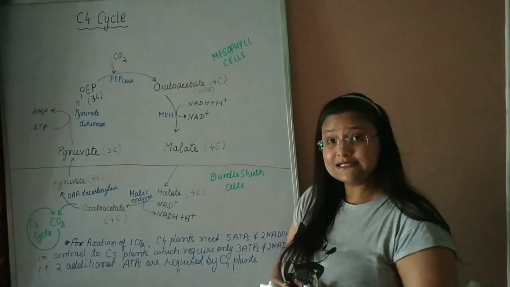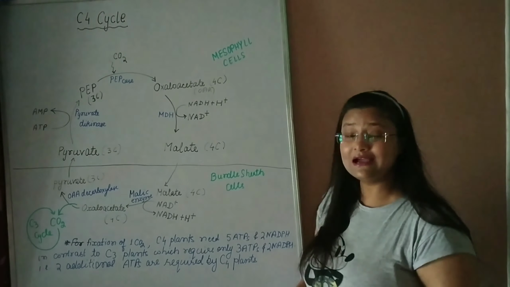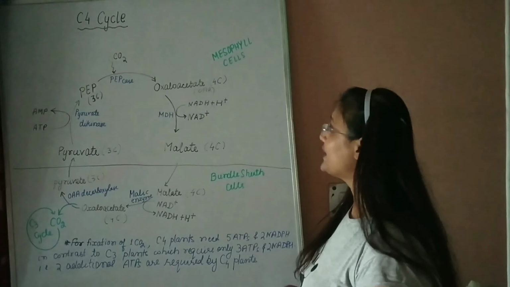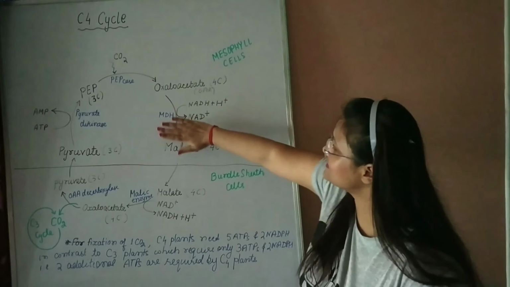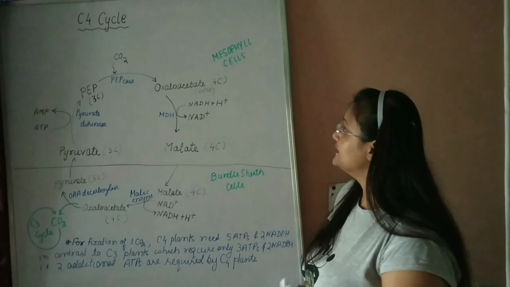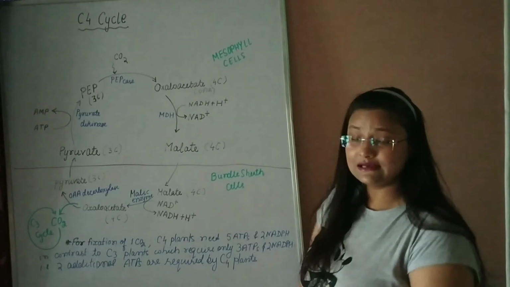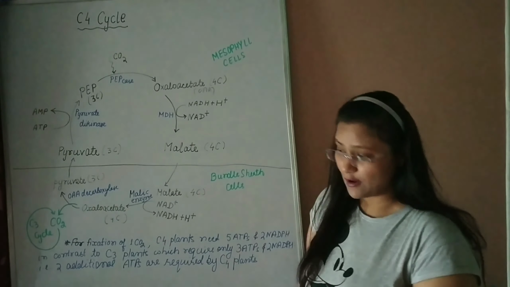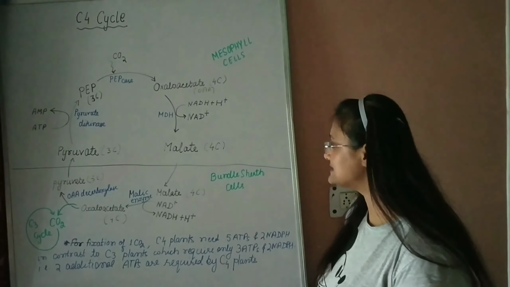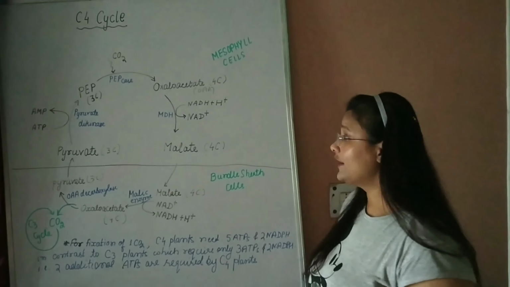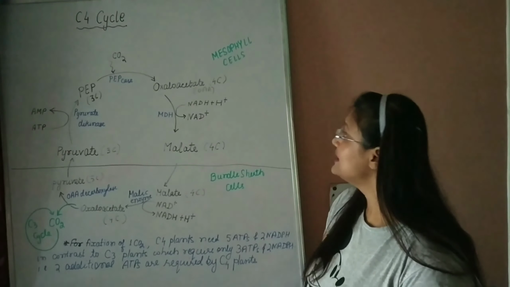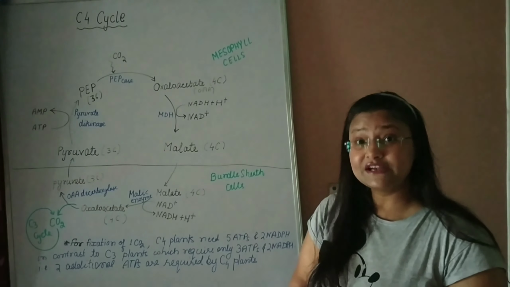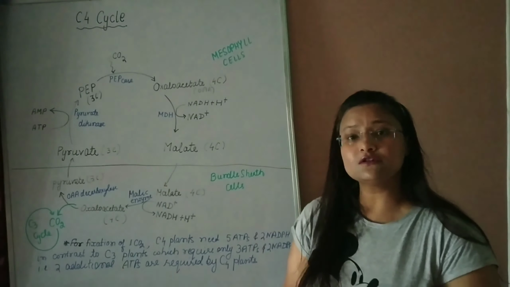Now, this oxaloacetate is a very unstable compound and it cannot enter the bundle sheet. This reaction is going on in mesophyll cells, whereas these are bundle sheath cells. So oxaloacetate is a very unstable compound, so it cannot enter the bundle sheath cells. So in order to transport it into bundle sheath cells, first oxaloacetate needs to be reduced into malate, which is also a 4-carbon compound.